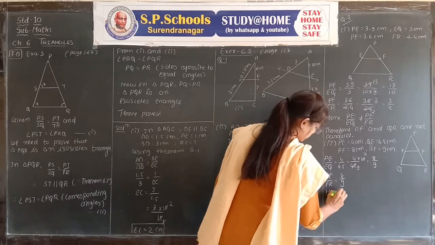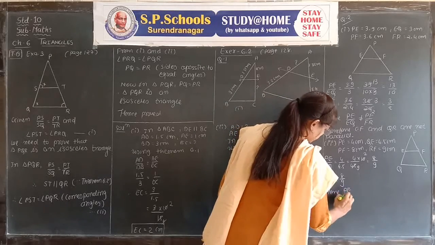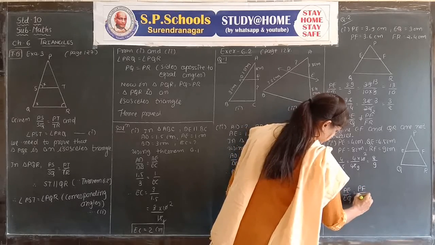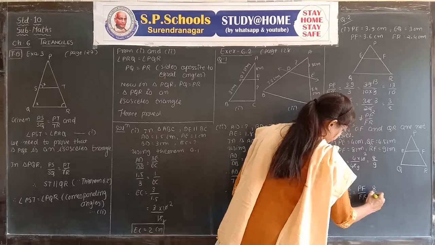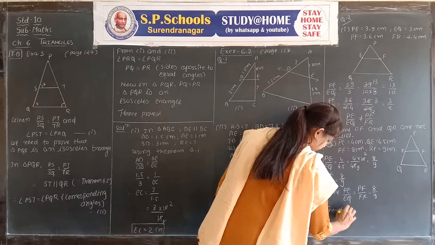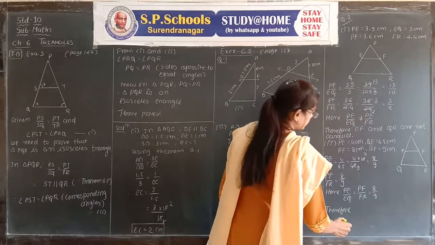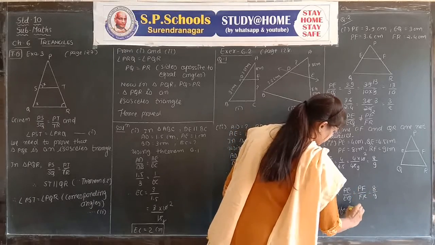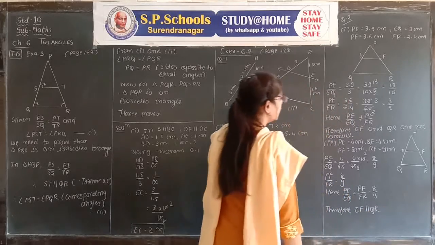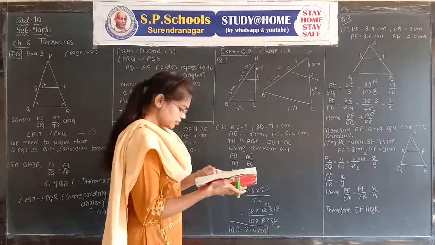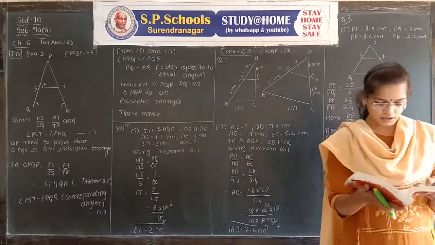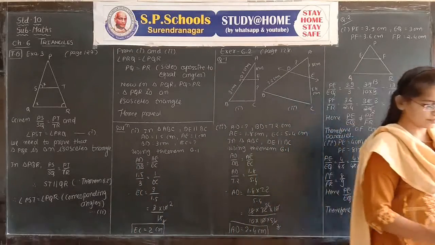Here PE upon EQ is equal to PF upon FR is equal to 8 upon 9. Therefore, the two lines EF is parallel to QR. Here the second question, number 2, is completed. Third is remaining. Now we see the third number.